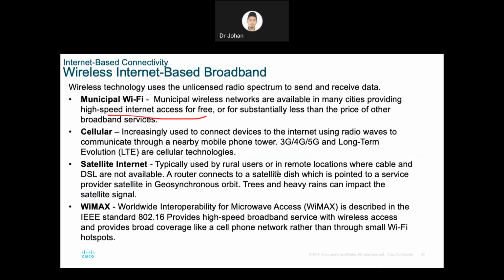Satellite internet is typically used by rural users or in remote locations where cable and DSL are not available. A router connects to a satellite dish, which is pointed to a service provider satellite in geosynchronous orbit. Trees and heavy rain can impact the satellite signal. And we have another one, WiMAX, Worldwide Interoperability for Microwave Access, described in the IEEE standard 802.16, which provides high-speed broadband service with wireless access and broad coverage like a cell phone network rather than through a small Wi-Fi hotspot.